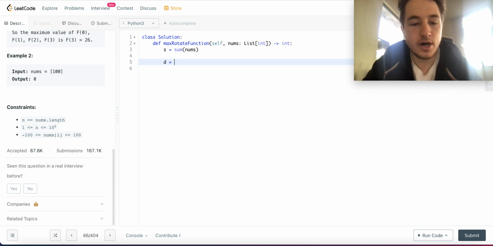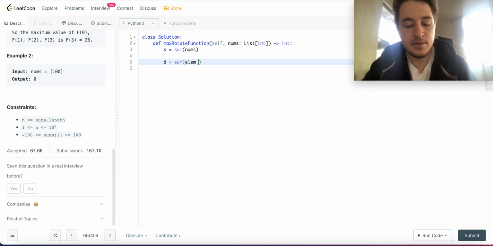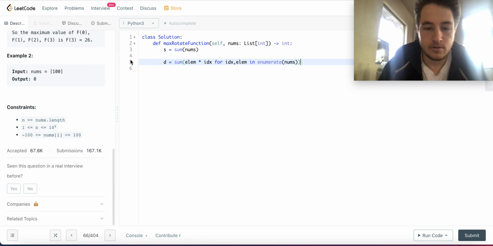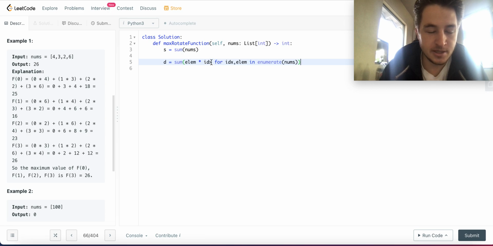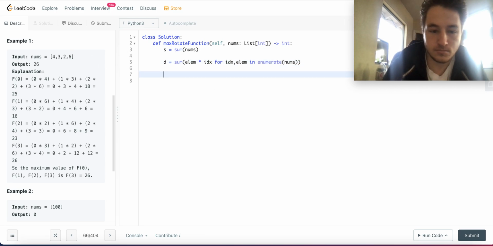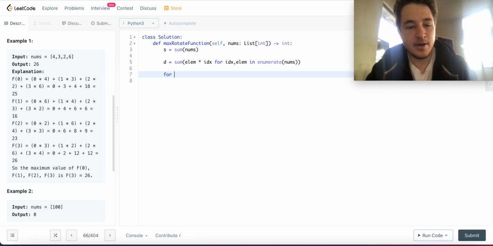And that'll be what? How do you find that? Well, it's the sum of the element times its index for each index and element in enumerate nums. Right, so this will take the element 4 and multiply by 0, and then add in 3 and multiply by 1, and so on and so forth. All right, and then we'll look at each pivot point after.